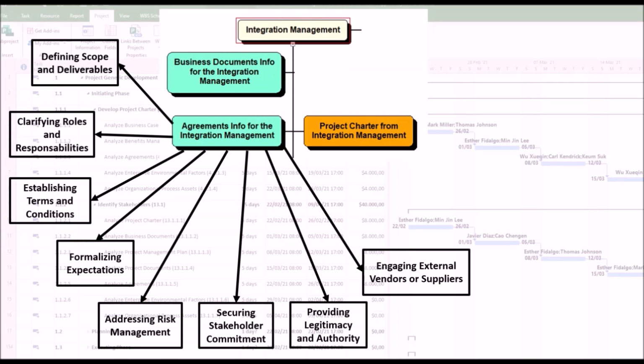In summary, agreements play a vital role in project charter development by providing a formal foundation for the project's scope, deliverables, and terms. They ensure clarity, alignment, and accountability among all parties involved, which is essential for the successful initiation and execution of the project.